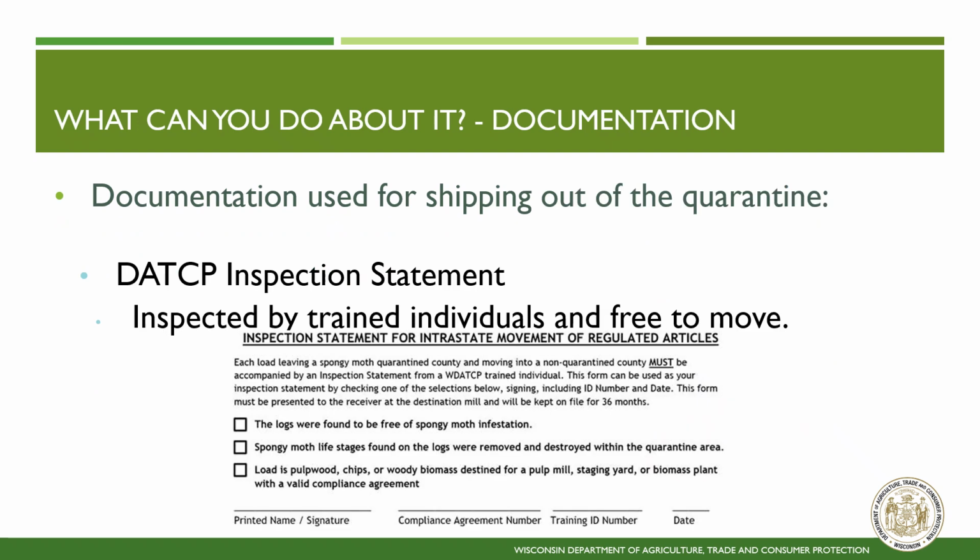If you have regulated articles out of the quarantine but not out of state, you will need to get signed up with a DADCAP compliance agreement every year. Once you have an agreement and have been trained to identify spongy moth, you can issue your own DADCAP inspection statements like this one seen here for every load leaving the quarantine. The receiving facility should also have a compliance agreement that spells out how they are to handle those regulated articles.